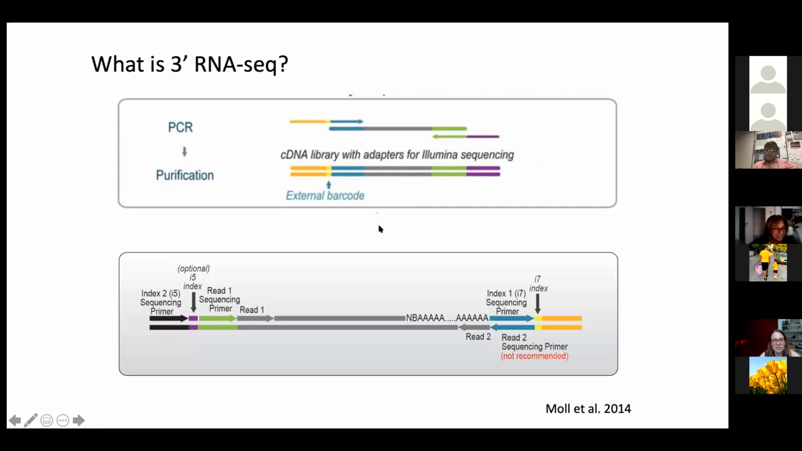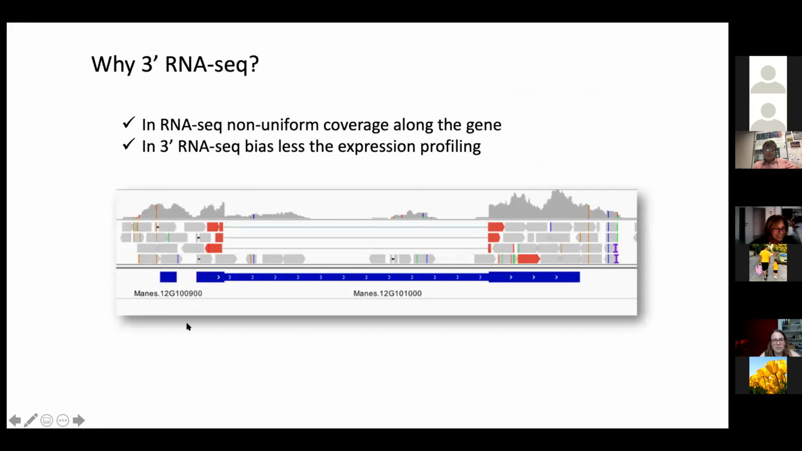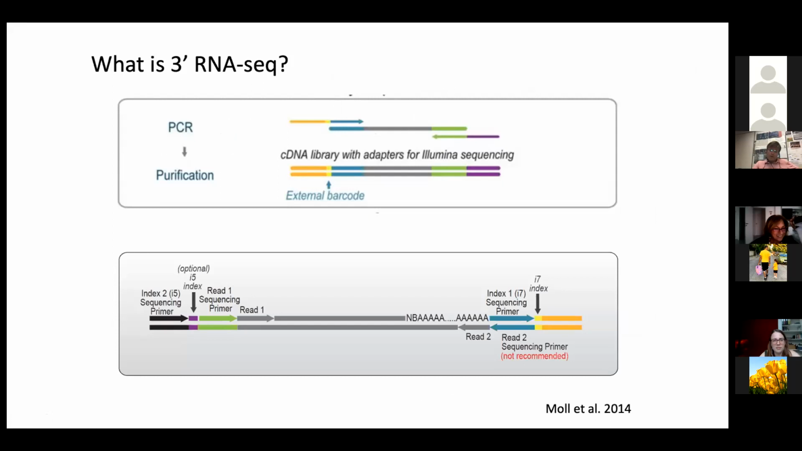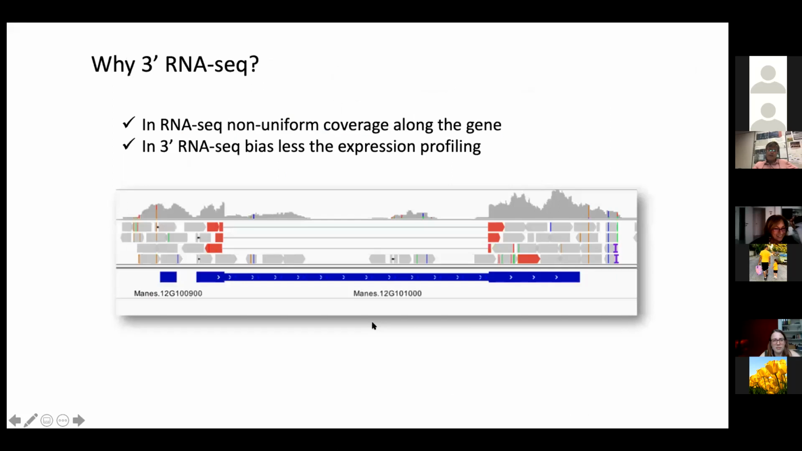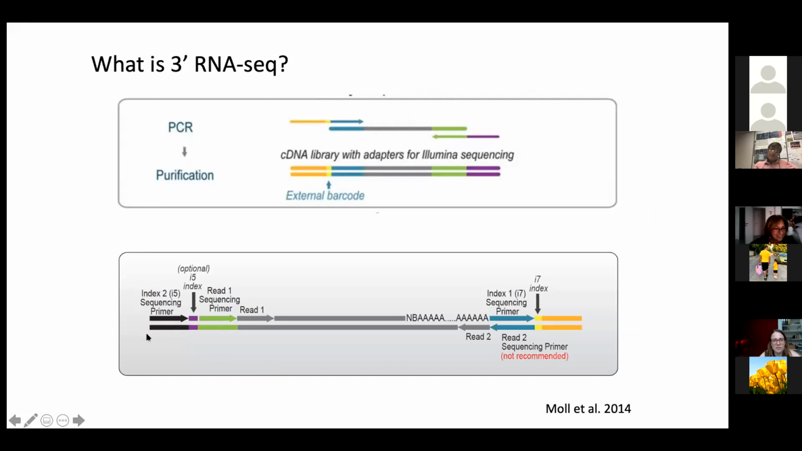After my purification, I can start my sequencing. The important part here is to see that I sequence from the opposite side than the poly A sequence. So I fish my fragment from the poly A, but I sequence from the opposite side into my fragment. So what effect does this have on my data analysis?